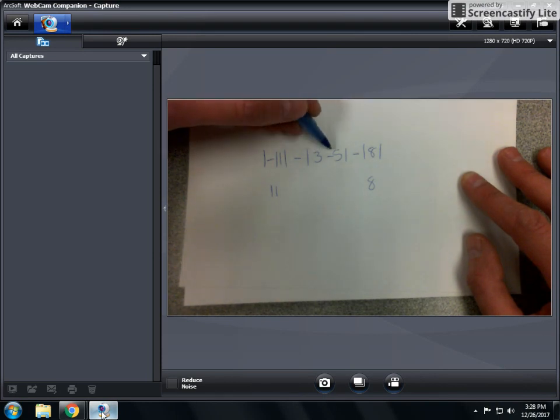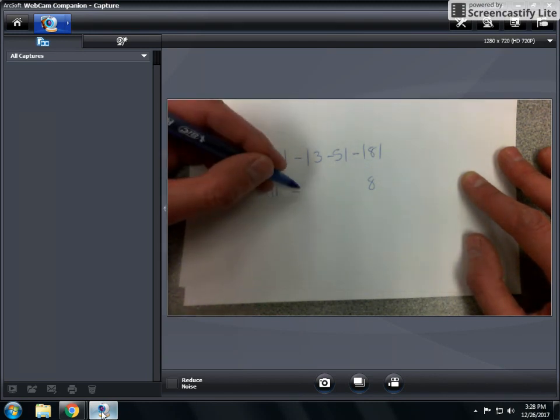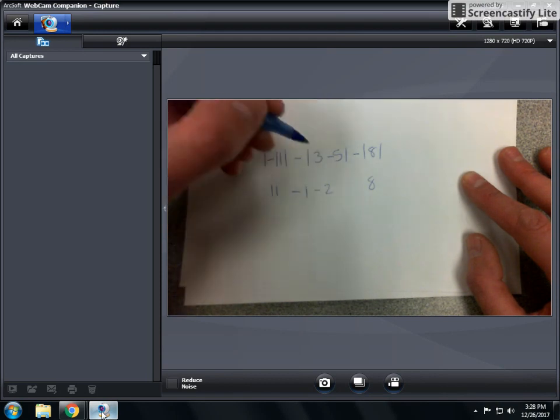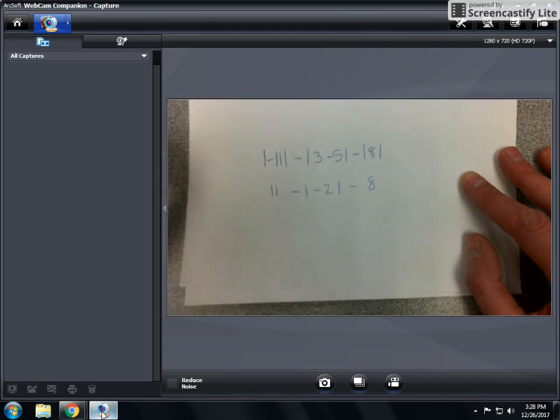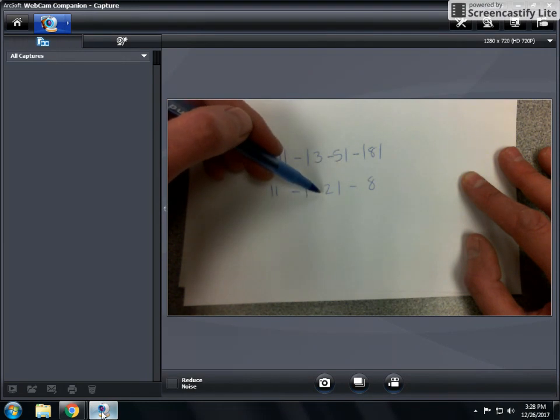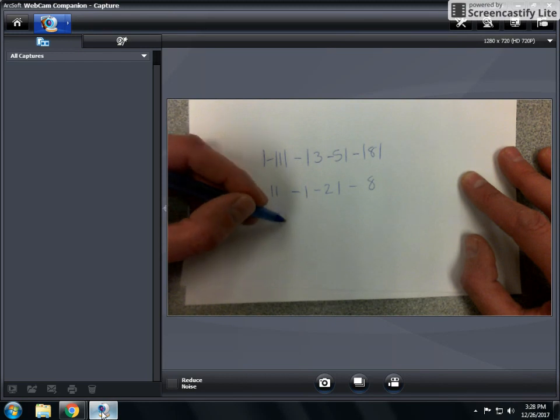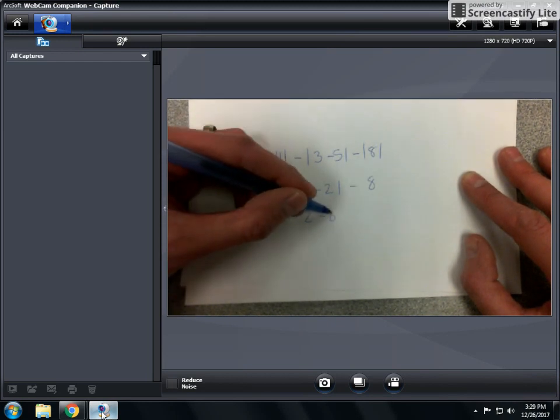This one, I've got this grouping again here. I have to do what's inside the absolute value bars first. So 3 minus 5 is going to give me the absolute value of negative 2. So before I can take the absolute value of 3 minus 5, I have to figure out what 3 minus 5 is to evaluate that. Now I can ask, how far from 0 is negative 2? Well, negative 2 is 2 away from 0.